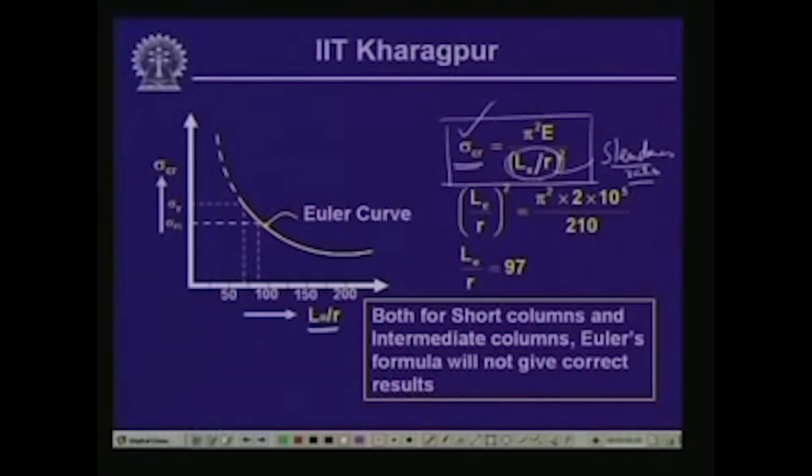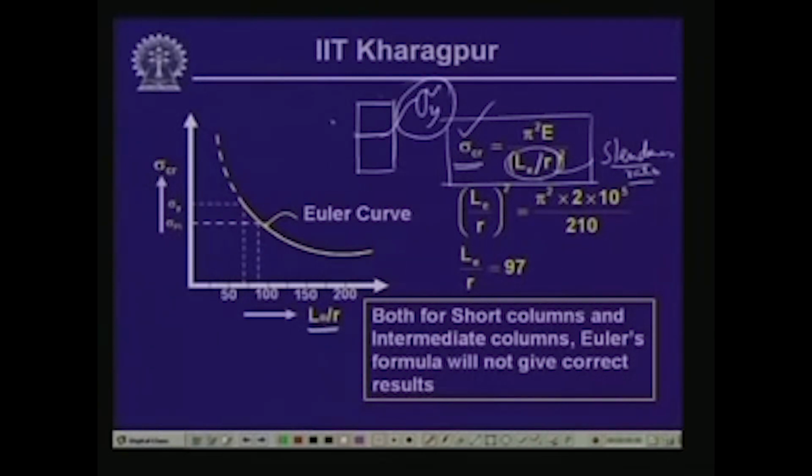Now, supposing you have a stress which is much higher than the yield stress of the material, then what is going to happen? The material is going to fail as soon as it crosses the yield stress. So, a stress value higher than yield stress makes no sense. What happens is, if we are talking about a column where the slenderness ratio is very low, as we have seen in the case of short columns, the critical stress is the yield stress.